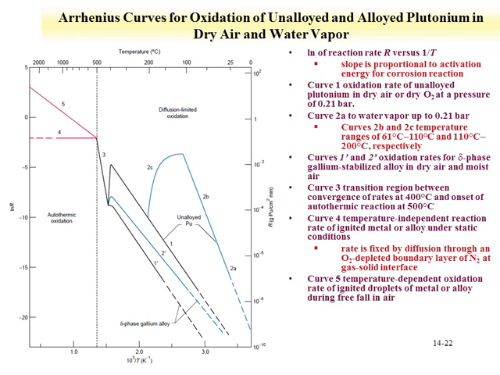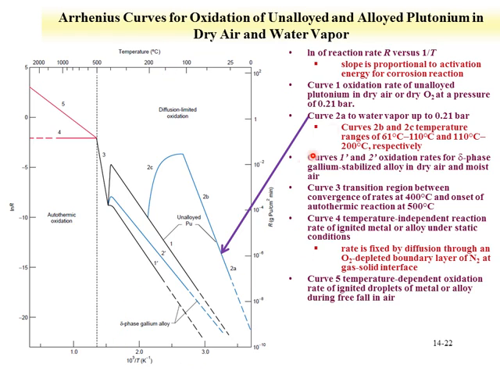The oxidation kinetics of plutonium metal and alloys have been examined in a number of conditions, primarily dry air and water vapor. The data is shown here, and what we have is the log of the reaction rate, R, versus 1 over T. So the slope of these is proportional to the activation energy for the corrosion reaction. Curve 1, shown here, this is just the oxidation rate of unalloyed plutonium in dry air or dry dioxygen at atmospheric pressure. You see that this overall rate is between these values here and these values here.